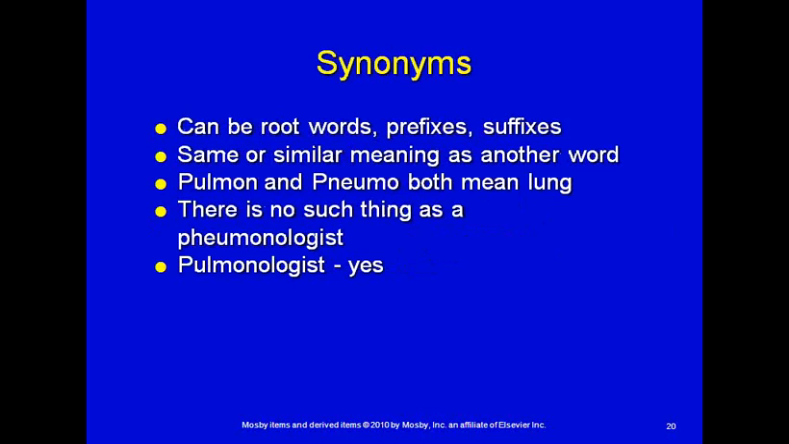Synonyms can be root words, prefixes, suffixes, same or similar meaning. Pulmon and pneumo both mean lung, but there's no such thing as a pneumonologist. Pulmonologist would be the correct term.